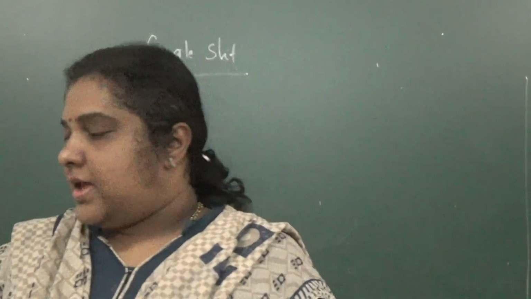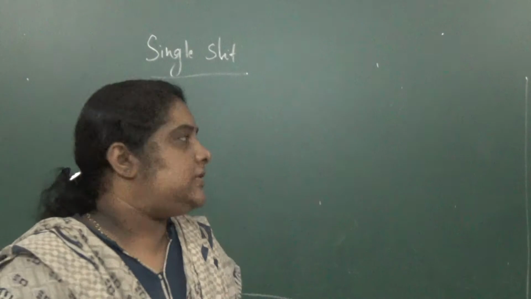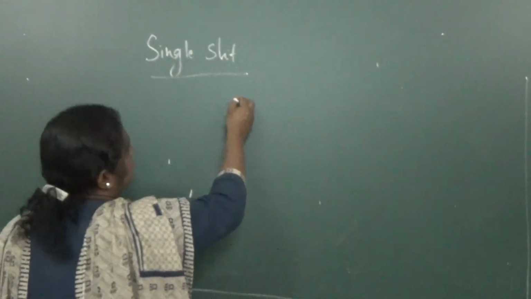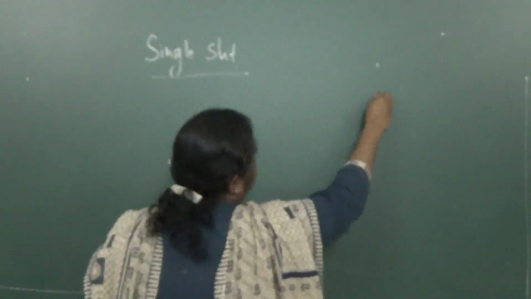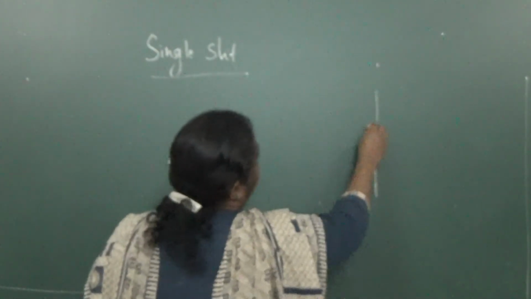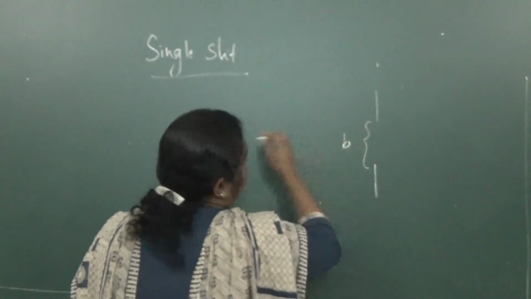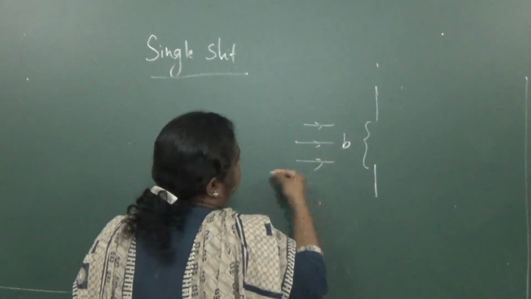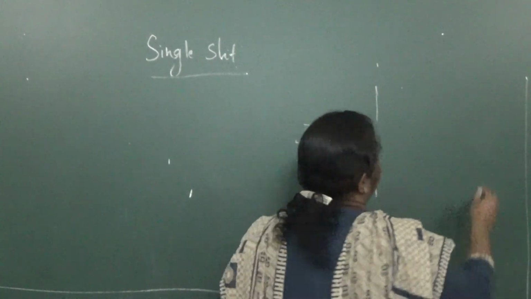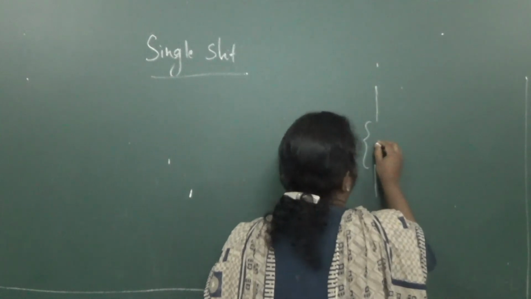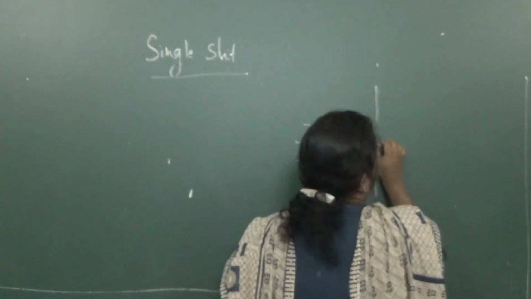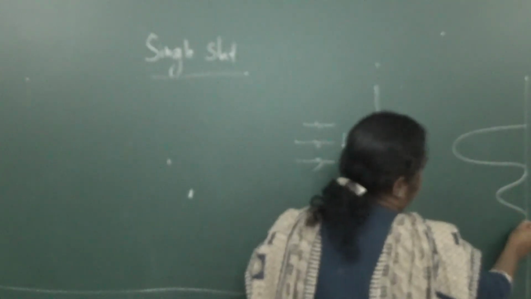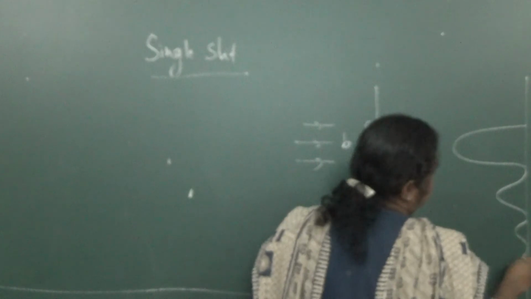In the last video we discussed the single slit diffraction pattern. We have one slit of width b, and we take a parallel beam of rays, a plane wave, as the incident wave. Then we got a diffraction pattern that shows the nature like this.